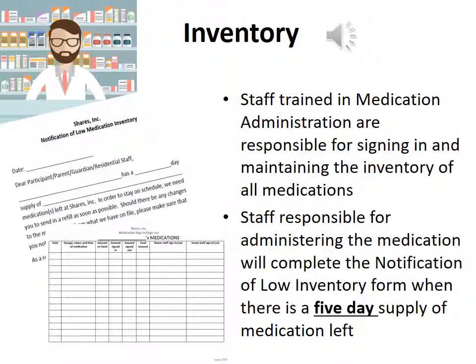Staff responsible for administering the medication will complete the notification of low inventory form when there is a 5-day supply of medication left. So that is this. This may be new for you guys. At CARF last year, they wanted to know how we notify people when we're running low on medication, so that is when we developed this form. It is sent out when there's a 5-day supply of the medication remaining. If you've sent it out and haven't gotten anything, and you're down to maybe 3 days, maybe send it out again. If you're getting down to the wire, let Grace know so she can contact the appropriate people.